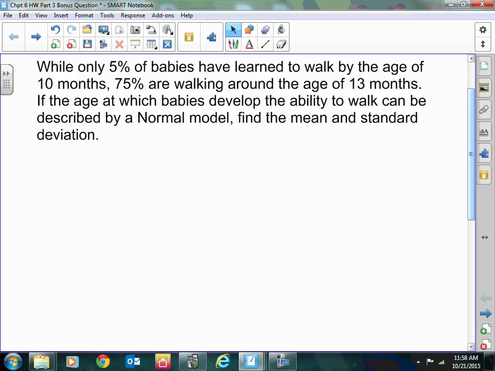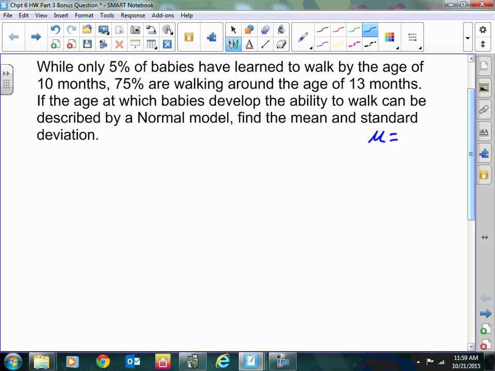While only 5% of babies have learned to walk by the age of 10 months, and 75% are walking around the age of 13 months, we want to know, using that information, find the mean and the standard deviation. Okay? I'm going to show this to you 2 ways. One is kind of a common sense way. I'll do that first, and then the people can get going and working on it. And then I'll show you the mathy way, because if you're just a person who says, give me a formula, I want to plug through the formula, I'm going to show you that process as well.